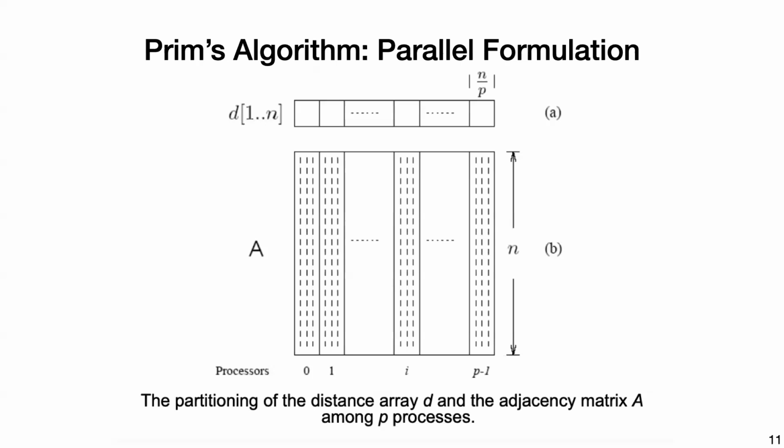This is just the column-wise blocking for Prim's algorithm. We have the distance vector 1 up to n. We cut it up into p pieces, so we have n over p in each one. And then we have this adjacency matrix, which is size n squared. We cut that into p pieces, so it's n squared over p. So every processor has n over p plus n squared over p elements.